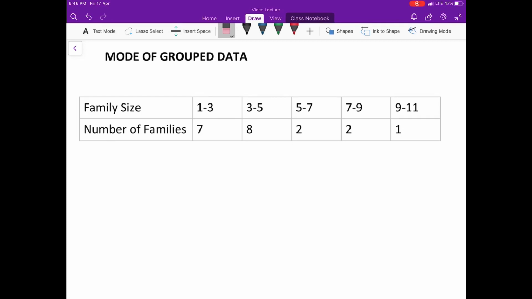Here you can observe that family size, which is nothing but a class interval, and the number of families is the frequency of the table. So by observing the frequency we can't predict the mode directly. To get the mode of grouped data, we first have to calculate the modal class. The modal class is the class which has the highest frequency.